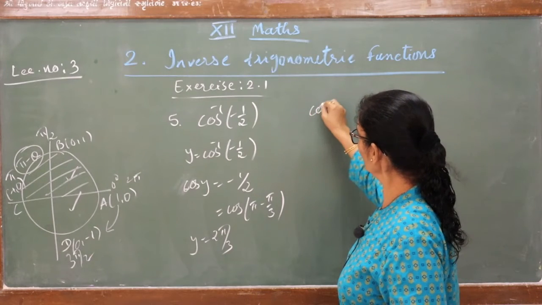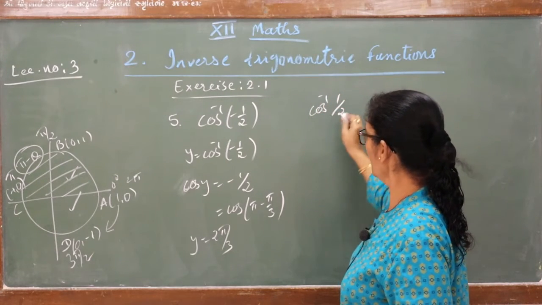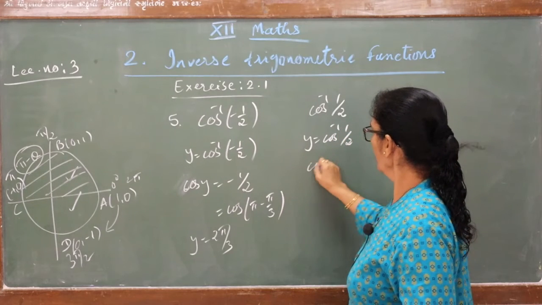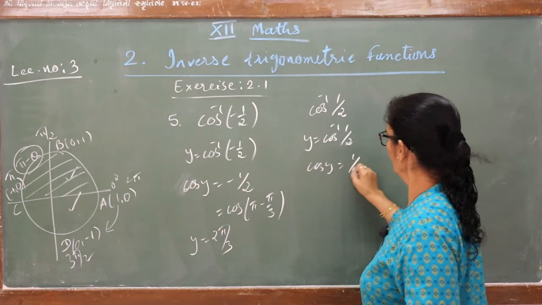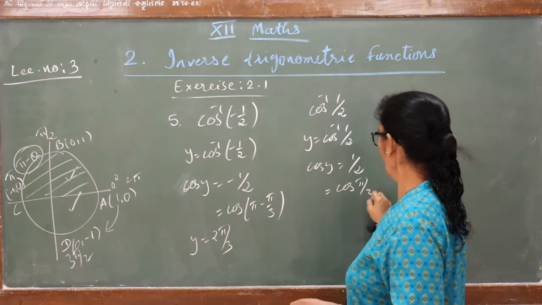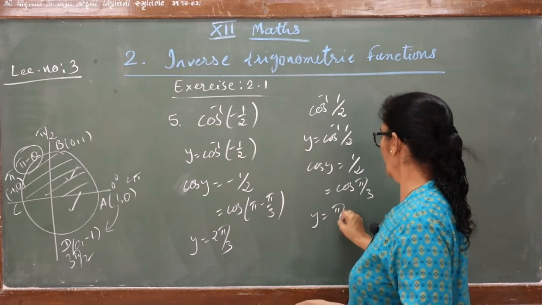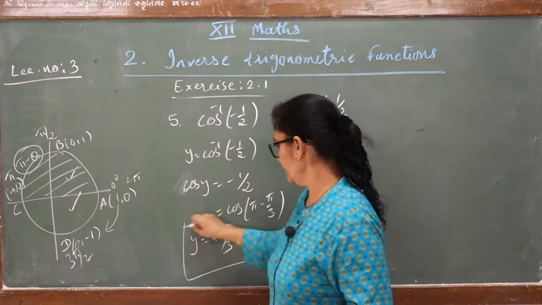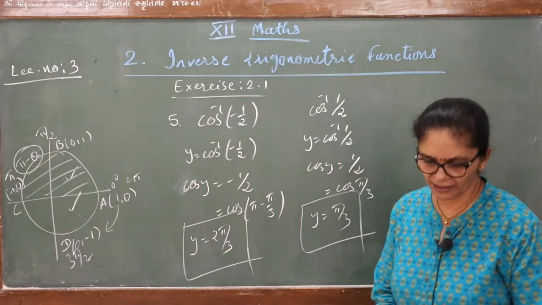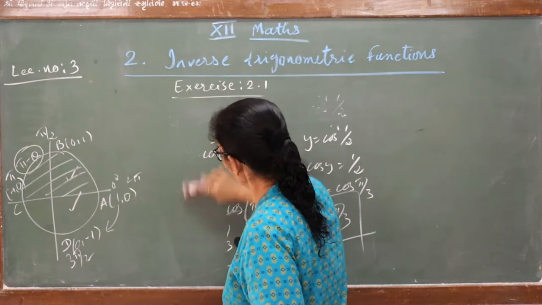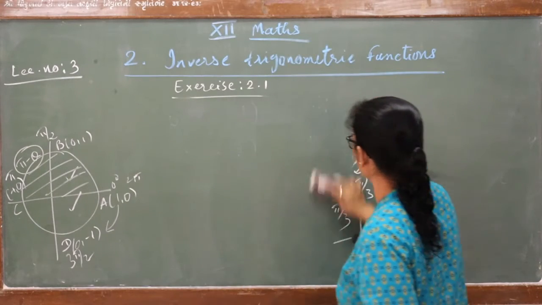Similar way, suppose it is given positive, then cos inverse half. So we can write y equal to cos inverse half, cos y equal to half. So we can write cos pi by 3, and the principal value again is pi by 3. That way, with a different sign, the answer will be different. Now let's come to the sixth question.